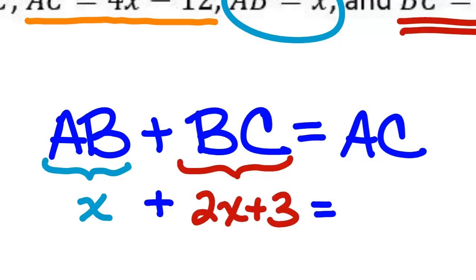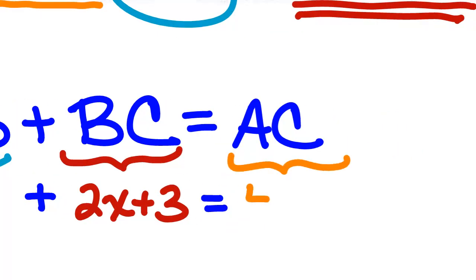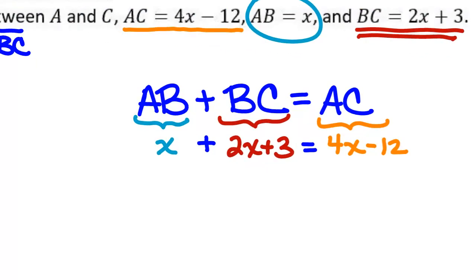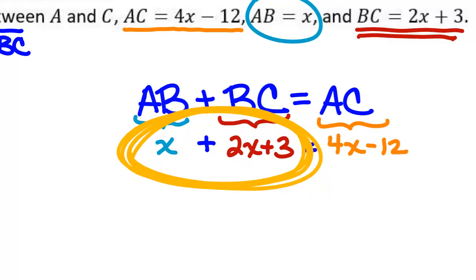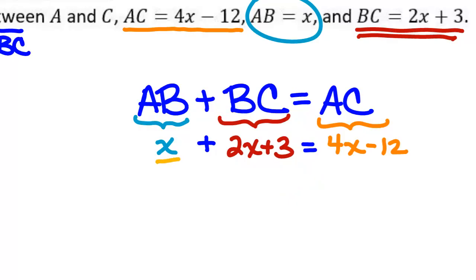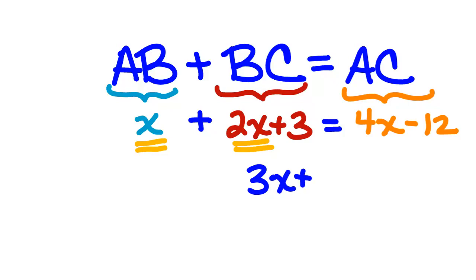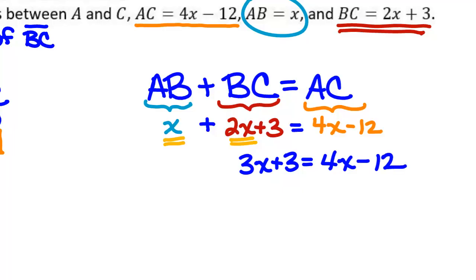Drop my equal sign down. What are we putting in the place of AC? 4x minus 12. Beautiful. And now we are going to solve this for x. The first thing I'm going to do, I want to stay just on one side of the equal sign, and I want to see if there are any like terms that need to be combined. Are there any like terms that I should combine on the left? X and 2x. What do you get if you combine x and 2x together? 3x. So I have 3x plus 3 equals 4x minus 12.